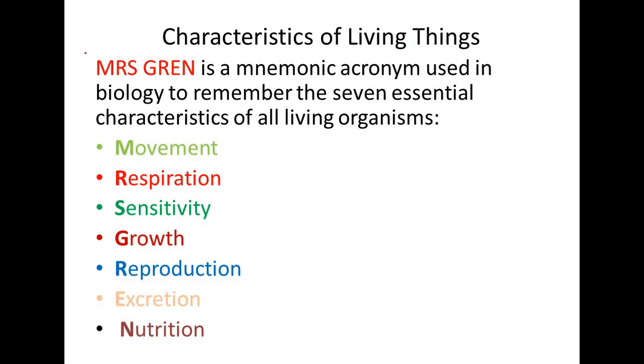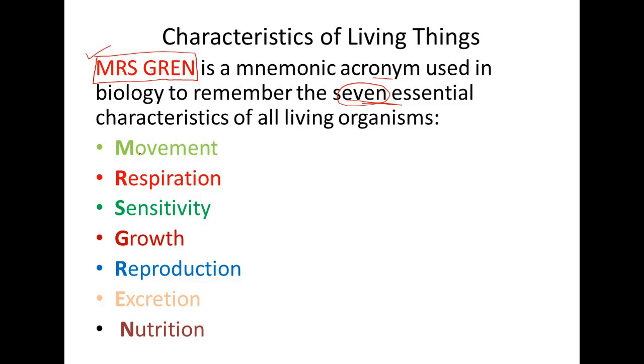I have represented these characteristics in a mnemonic form, that is MRS GREN. It is a mnemonic acronym used in biology to remember 7 essential characters. You can see MRS GREN contains 7 letters: 1, 2, 3, 4, 5, 6, 7. And these are characters of all living organisms.